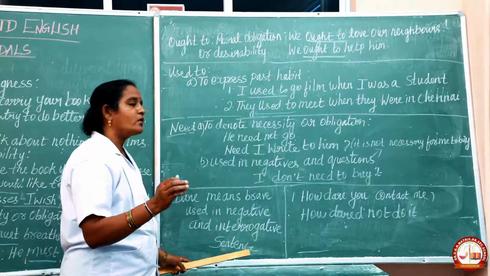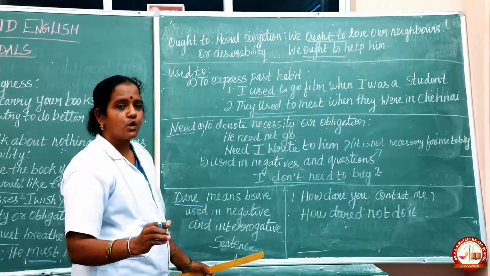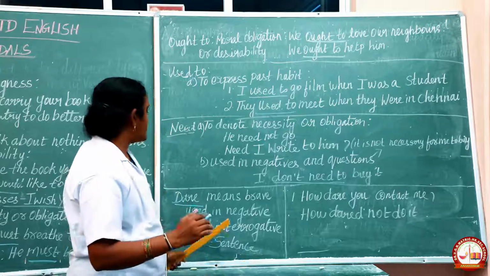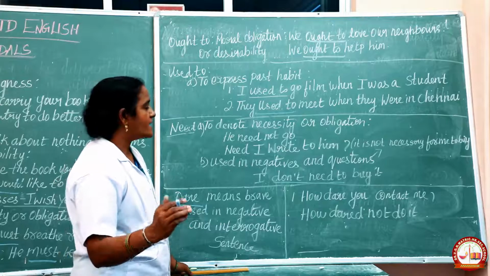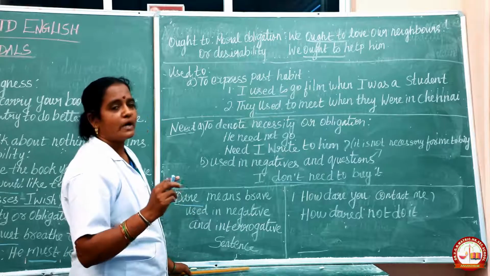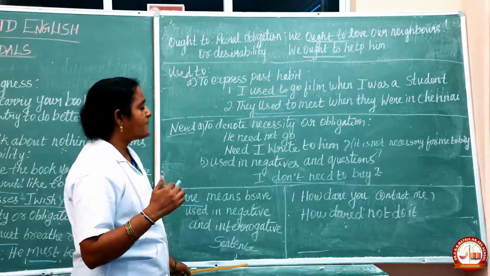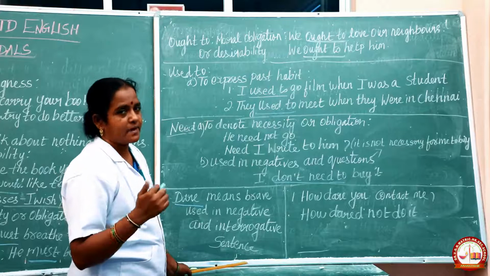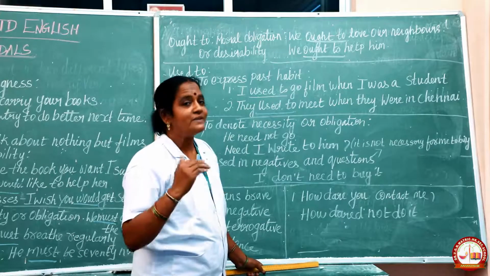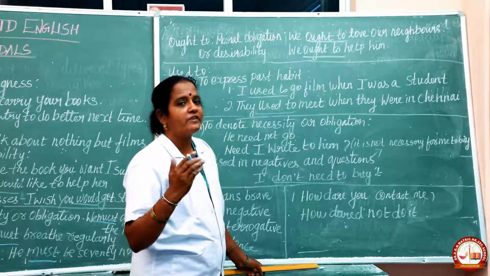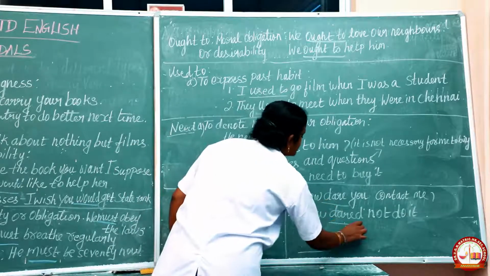And the next one we are going to see is dare. Dare means brave. Here it is used in negative and interrogative sentences. How dare you contact me? This is dare, that means a brave act. You contact me, he may be superior. How dare you contact him? How dare you not do that work? How brave you are not to do that work? For this we have to use dare.